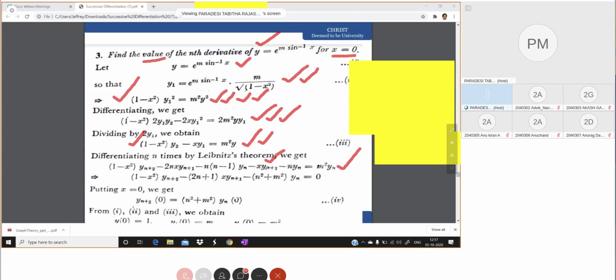So we just have 2 terms from xy1 and 3 terms from 1 minus x square into y2. And right hand side, it is just m square yn, which is the nth derivative of y. So till here, confirm whether it's right, or mention or repeat if you haven't got it.